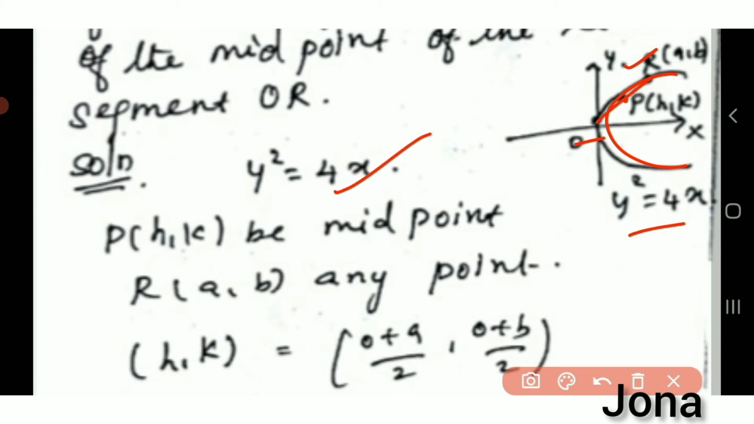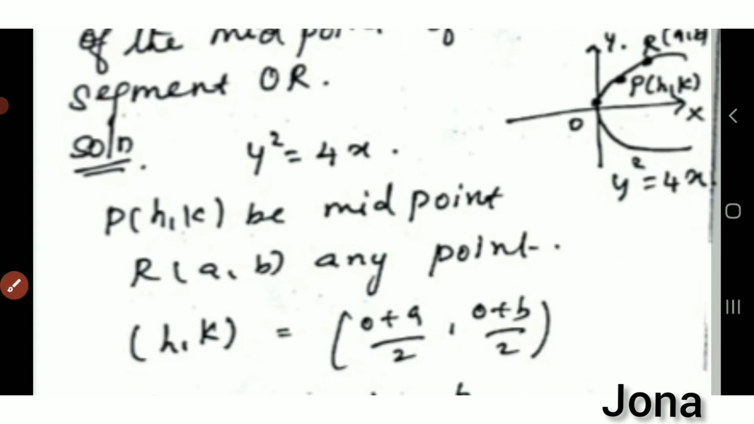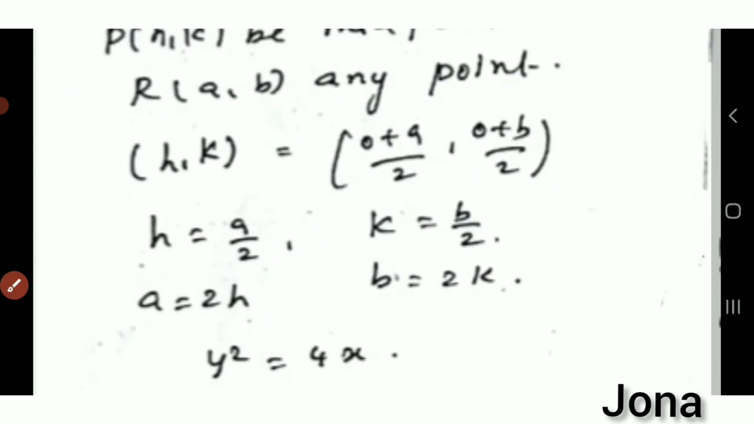So y square equal to 4x, and P of h comma k is the midpoint of the line segment of R a comma b, be any point. So the h comma k is 0 plus a by 2 and 0 plus b by 2. That is nothing but a by 2 and b by 2. Here h is a by 2 and k is b by 2. Therefore, we got a equal to 2h and b equal to 2k.